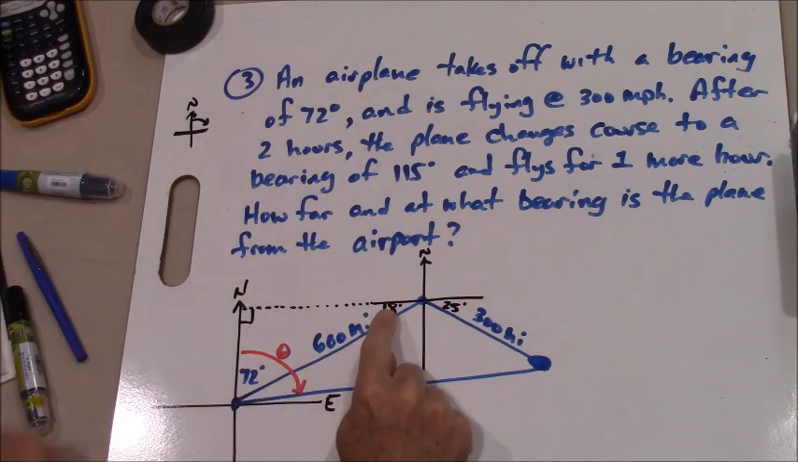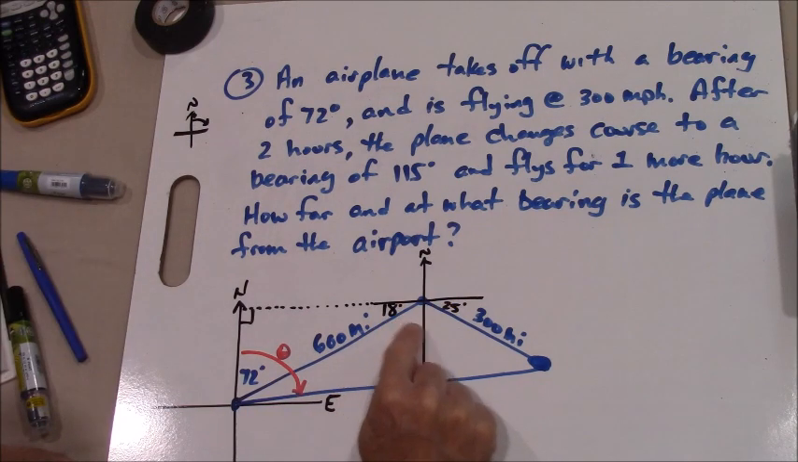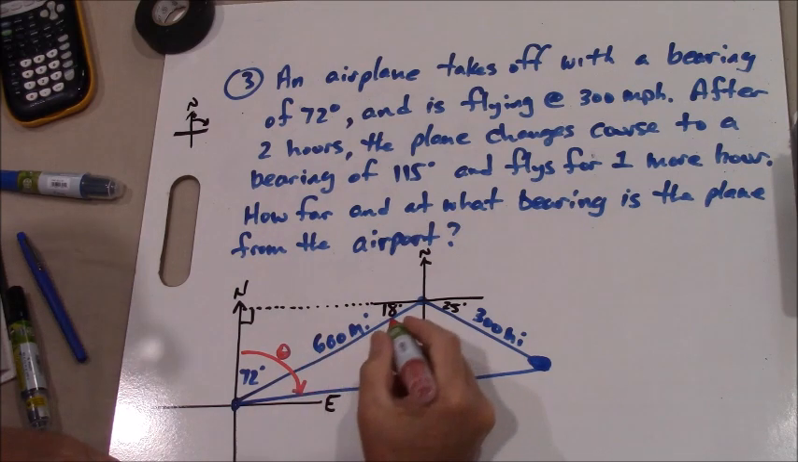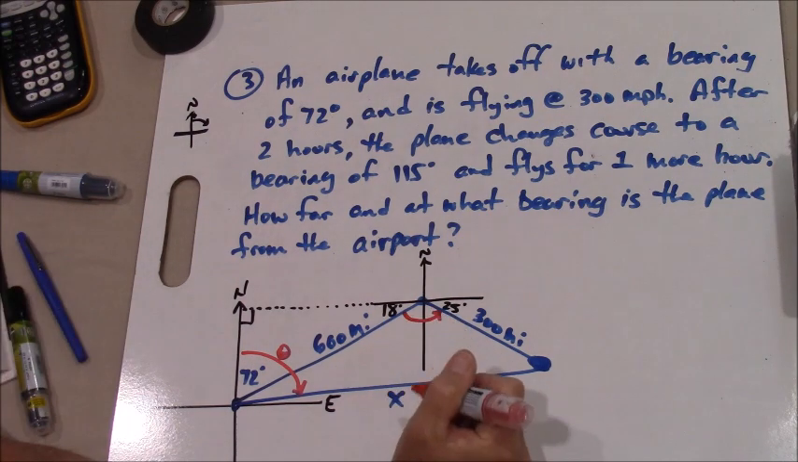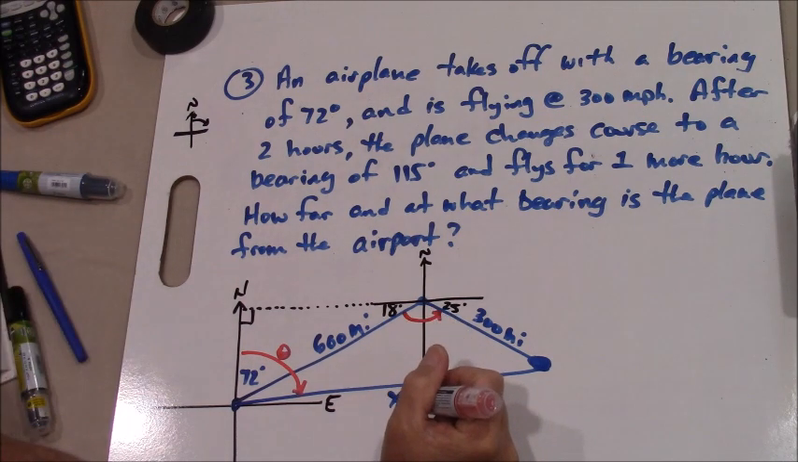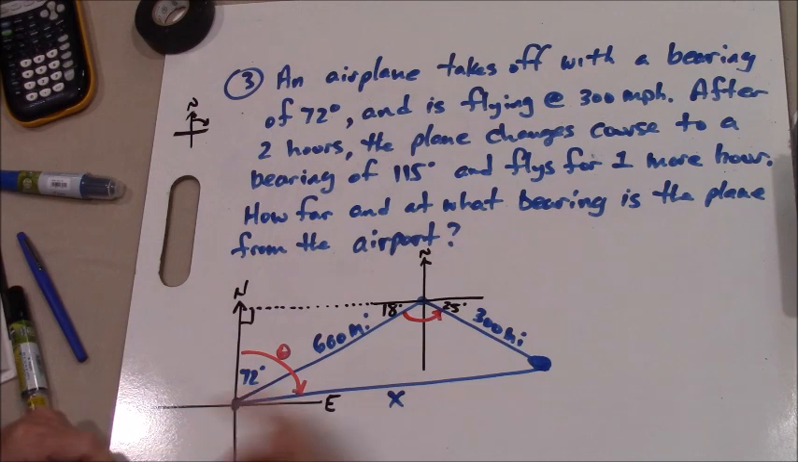So now if I add those 2 angles together and subtract from 180, I should be able to get this one. So this angle right here is going to be, let's see, what is that, 35, 43, 180 minus 43, that'd be 137.